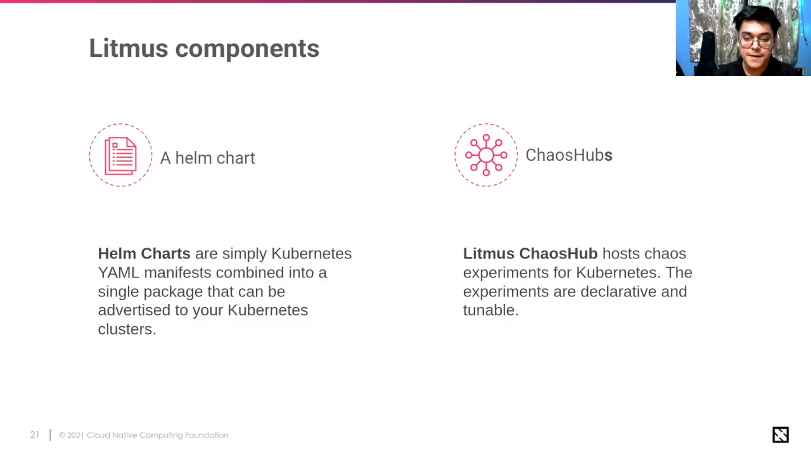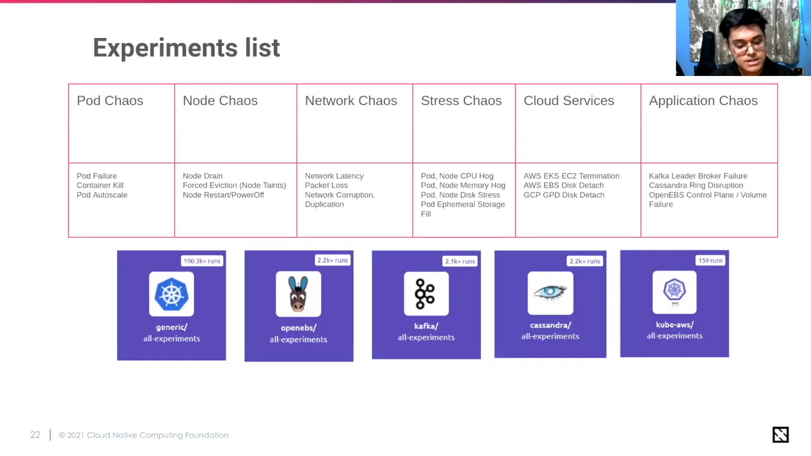Chaos Hub is basically the hub of the different experiments that we have. And these experiments, there's a variety of them. You can get pod level, node level, other cloud provider level, VM level, and all these different kinds of experiments. And you can combine these different experiments to form a workflow. So that is what Chaos Hub is. And these are the different scopes of the experiments. You have pod chaos, node level chaos, network level, stress level, cloud, and application level.